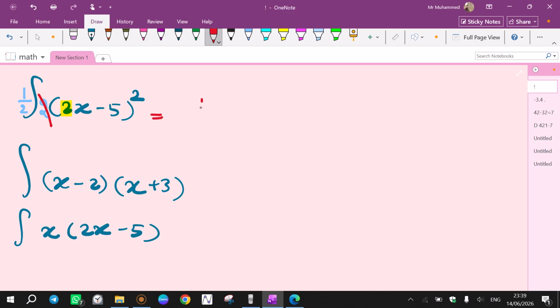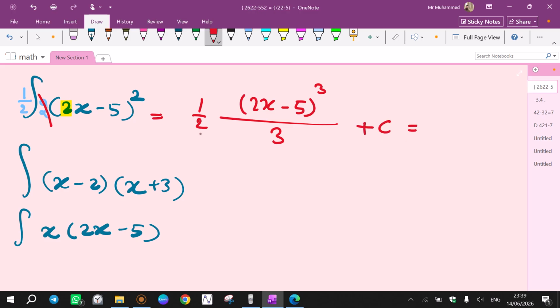Then what do we do? The 1 over 2 stays, and the whole bracket all together, we say power plus 1 over new power. 2x minus 5 power 2 will be power 3 over 3 plus c. Simplifying, 2 times 3 is 6. That is 2x minus 5 power 3 over 6 plus c.